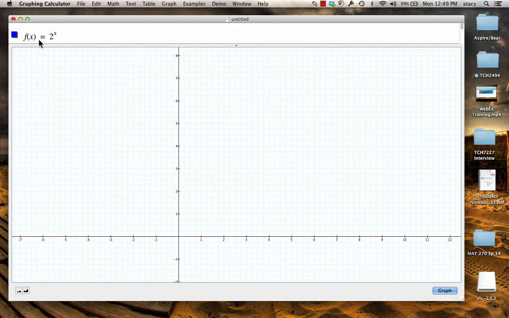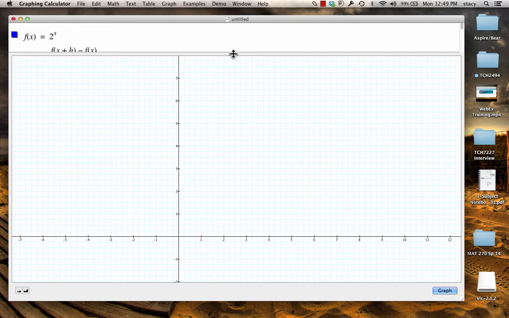So given an accumulation function, something like f of x equals 2 to the x, if I want to find the rate of change function, then I can do whatever rules I want to do, but I can always check it against the actual definition.